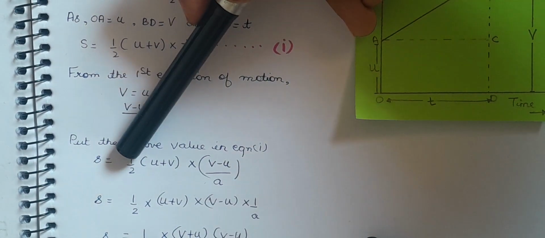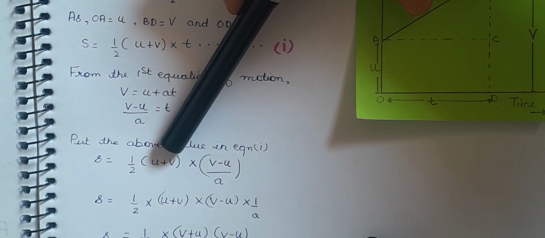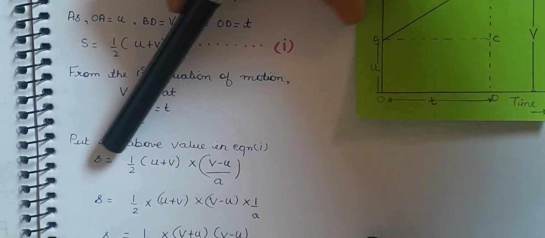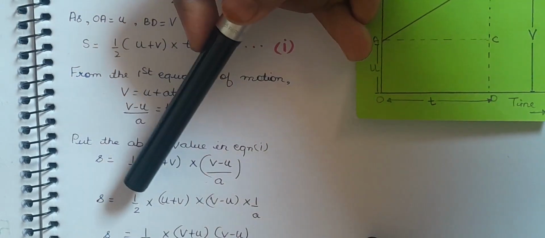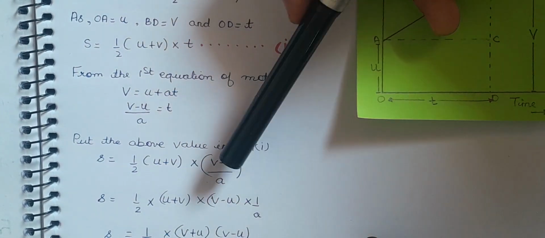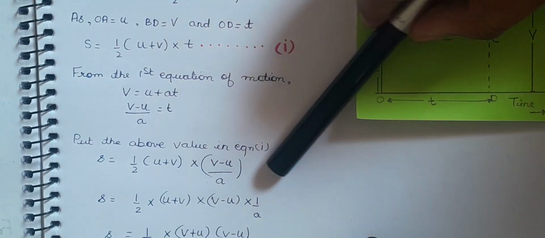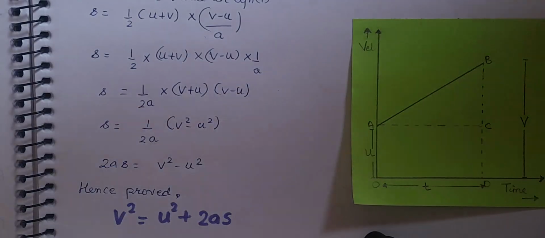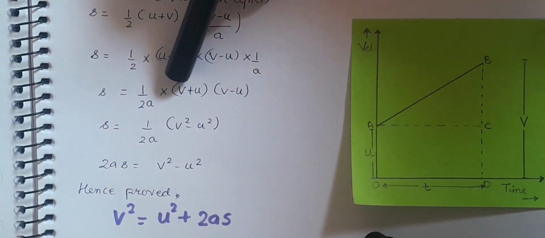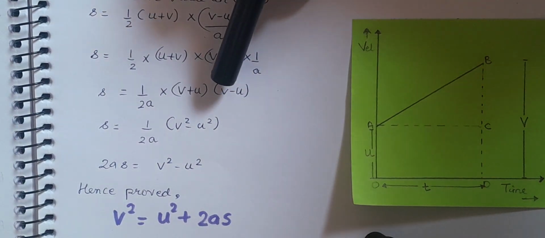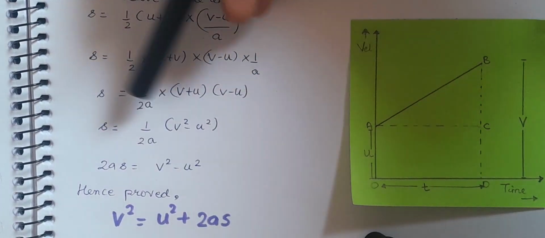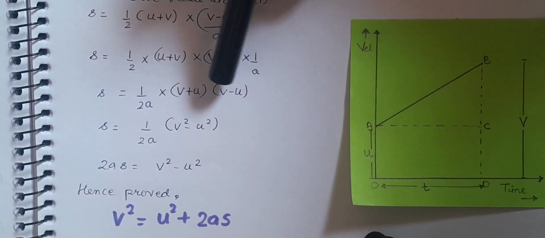S is equal to half into U plus V, ये तो हमारे पास पहले से था, और T के बदले हमने लिख दिया V minus U upon A. Now if you rearrange it and solve it, S is equal to half into U plus V into V minus U into 1 upon A. ये जो upon A था इसको 1 upon A करके मैंने लिख दिया. Now एक बार अगर हमने ये वैल्यू पुट कर दी, S is equal to 1 upon 2A into V plus U into V minus U, क्योंकि 1 upon 2 into 1 upon A को 1 upon 2A लिख दिया है, ठीक है. यहाँ पे V plus U into V minus U.